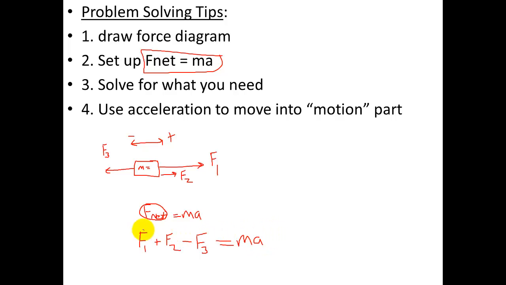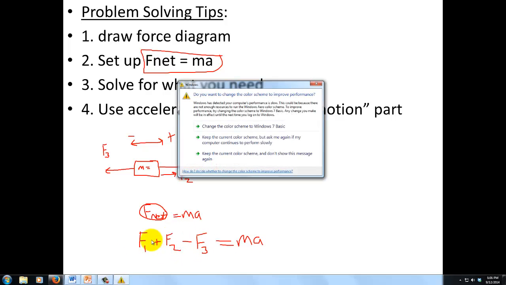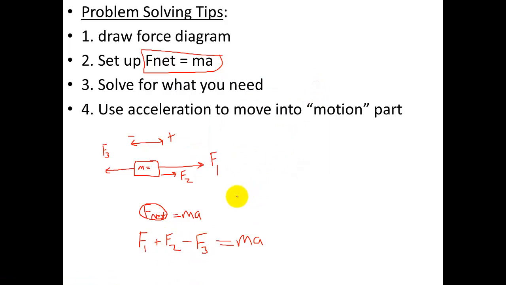So here we've set up, this is what I call setting up your Fnet equals ma equation. Now you can solve for what you need. If we knew the acceleration and 2 of the forces, we could find out the third one. If we knew all 3 forces, we could find out the acceleration, or any combination thereof. So it's important to set up this equation for each and every problem, even when they seem really easy, because you'll build the good habit and you'll be able to find out what you're missing.